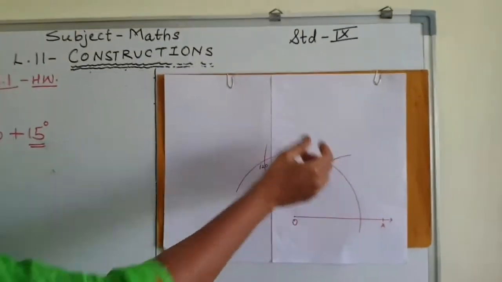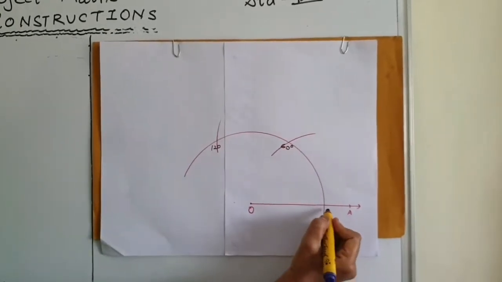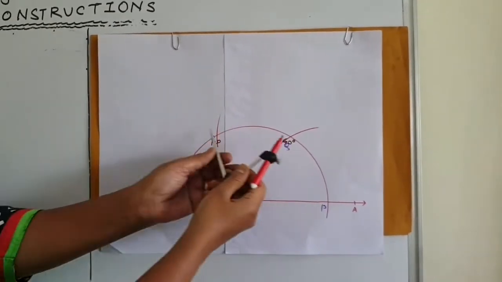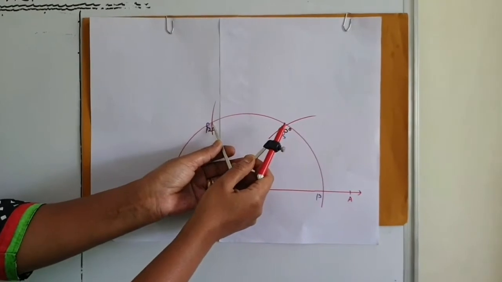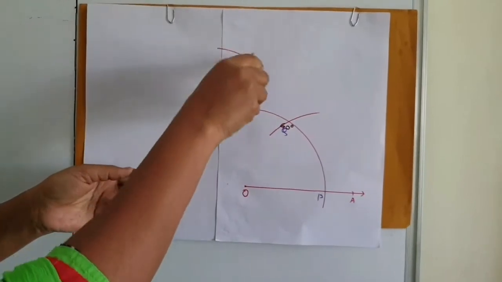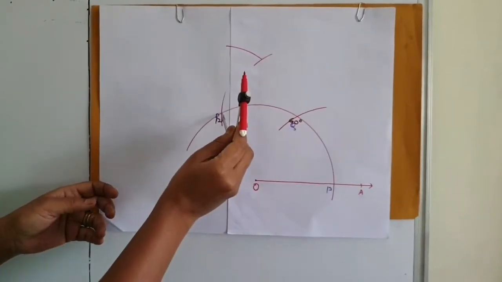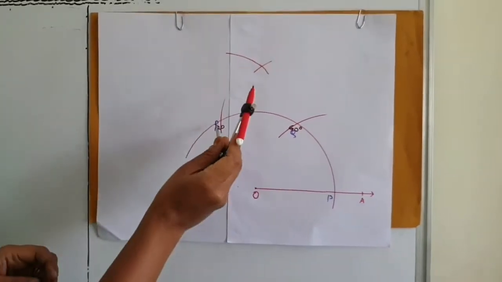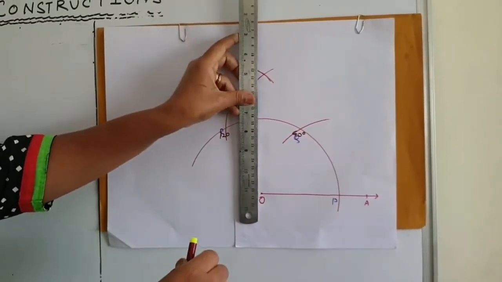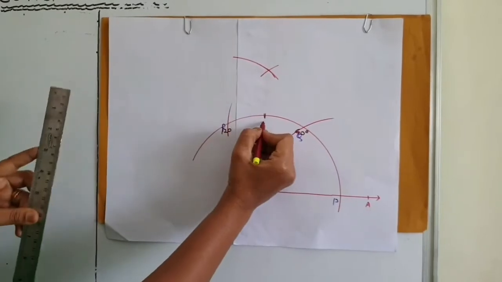Now we want 15 degree more over here. How will we get it? So here I am naming this as PQR. Now we will find the angle bisector of RQR. So taking Q and R as centers and radius more than half of QR, draw an arc and draw an intersecting arc. So this is how we get our 90 degree. Here we get 90 degree.